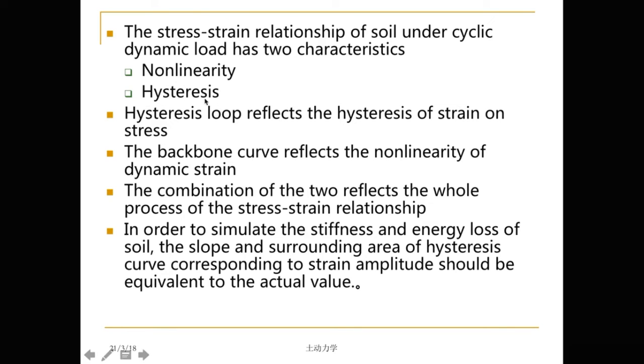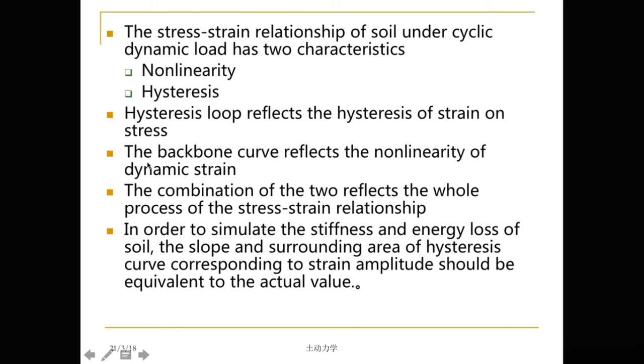The hysteresis has an unloading branch of the stress-strain relationship curve and a reloading stress-strain relationship curve. The hysteresis loop reflects the hysteresis of strain on the stress. The unloading branch and the reloading branch together create a loop. Then we say it's a hysteresis loop.